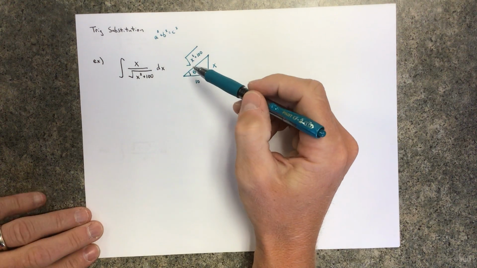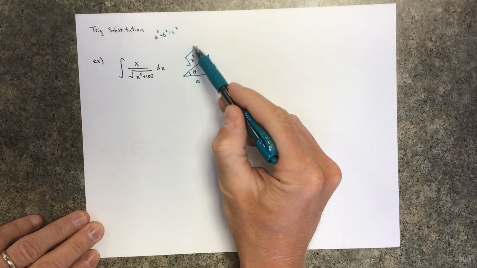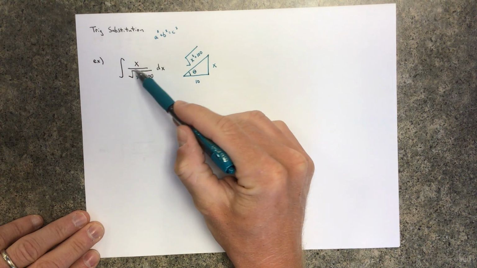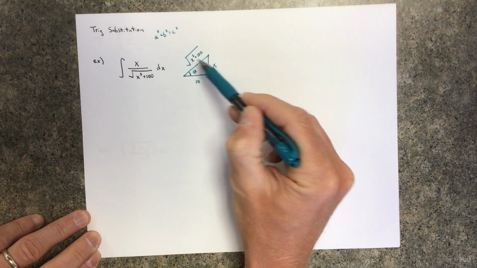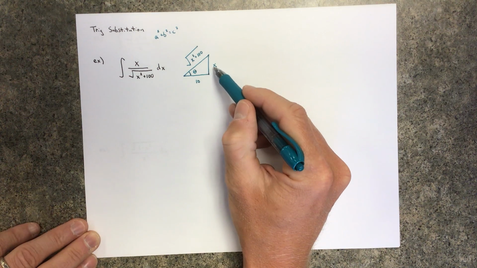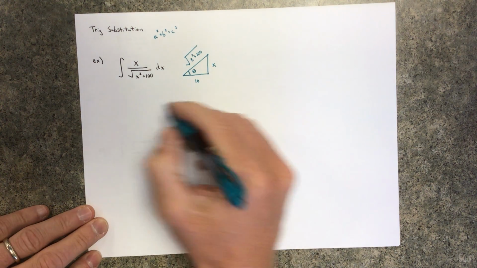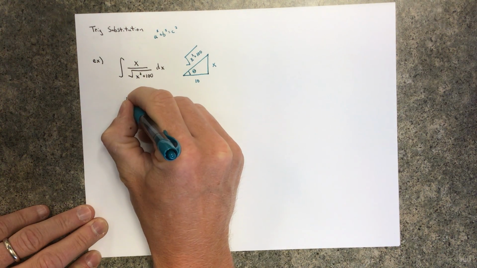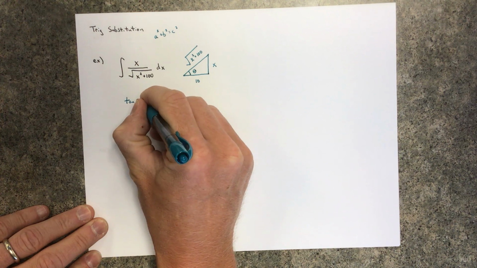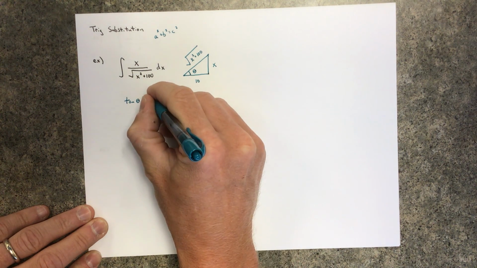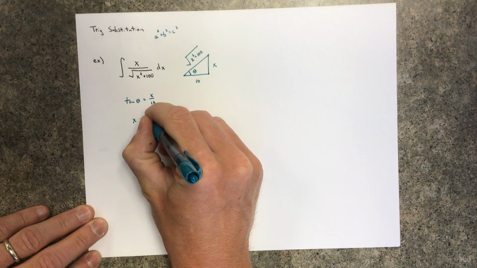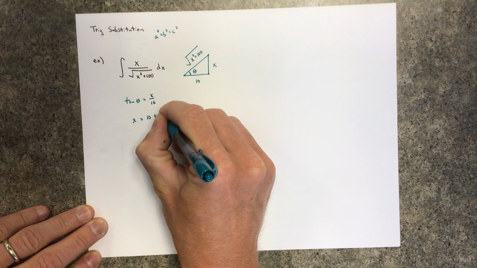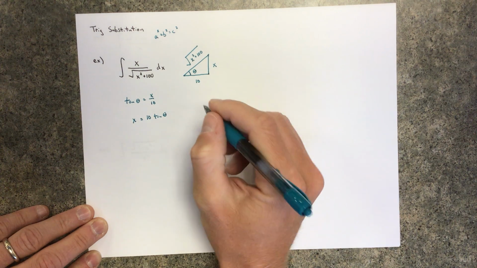Let's think about what this would be. Eventually, we want to know what this is right there, and we want to know what x is, and we want to relate them to the 10. We don't want to relate those to each other, so we're going to get a trig function that makes x and 10 relatable, which is tangent. So tangent of theta is x over 10, which means x equals 10 tangent of theta.